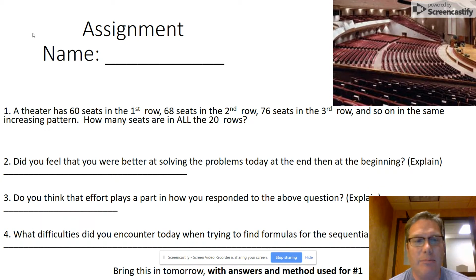As they went on, did it get better? I want them to see, reflect on that and to explain. I want them to think about whether their effort plays a part in how they respond to the question above. Is effort part of this? Trying to look at that idea of control. And I want them to discuss, again, a reflective question here, discuss difficulties that they encountered as they went to find formulas. And then, of course, to bring this back on the next day.